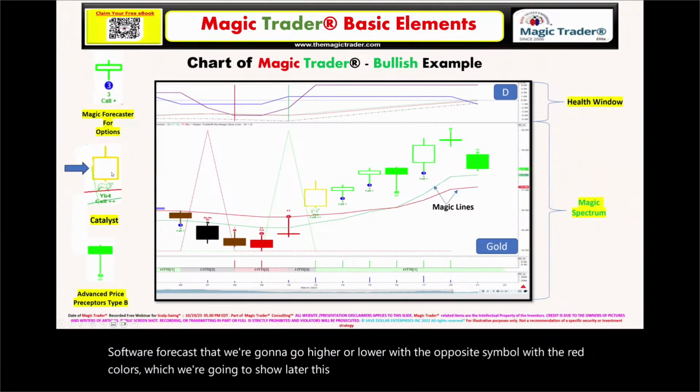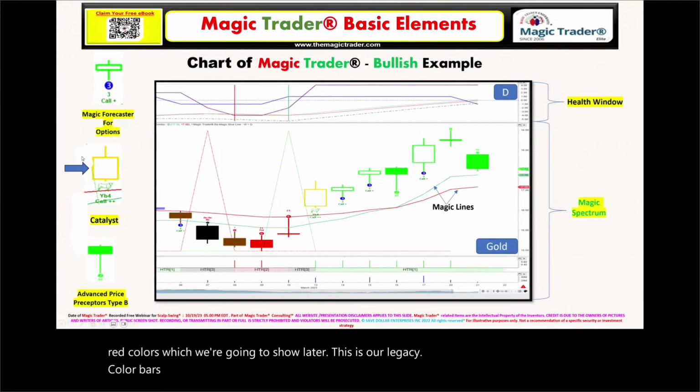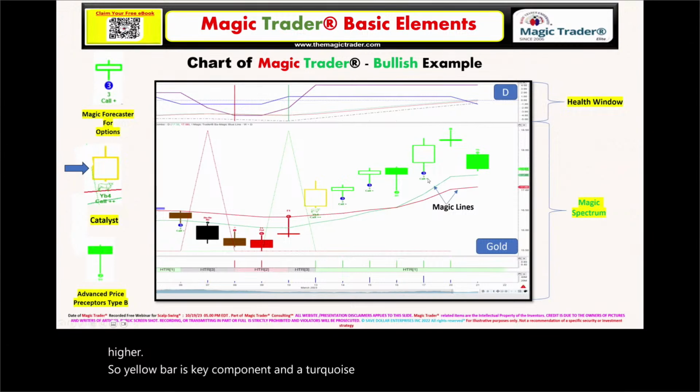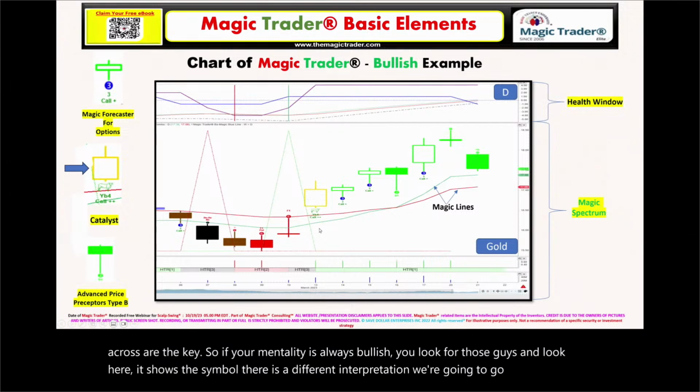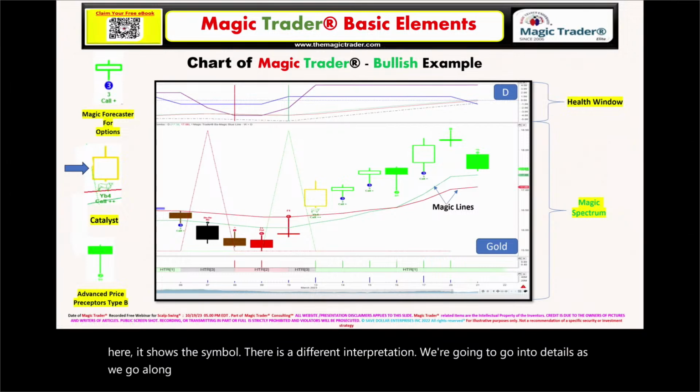This is our legacy. Color bars, those are the warning sign. That means no more selling, we're going higher. So the yellow bar is a key component, and a turquoise bar, we'll show you when we come across, are the key. So if your mentality is always bullish, you look for those. And look here, it shows the symbol. There is a different interpretation. We're going to go into details as we go along, but it tells you that we're going higher.